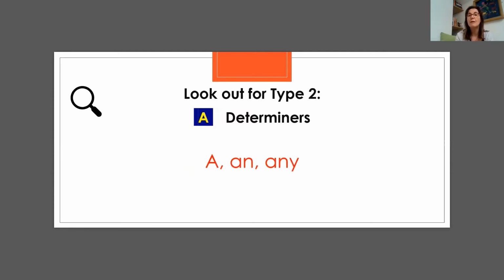Let's look out for type number 2. These are the A determiners. So these words you can remember because they all begin with A. A, an, or any. A cat, an. Would we say an cat? No, we only use an when the noun begins with a vowel. A, E, I, O, or U. For example, an orange. Or the word any, which also begins with A. So that's how we remember those words.